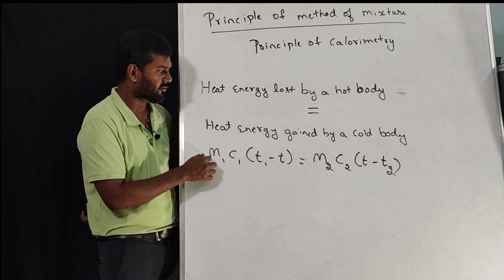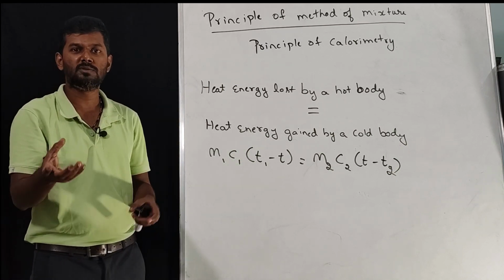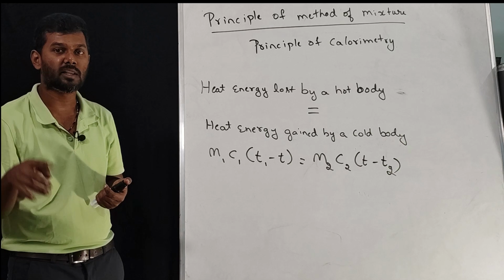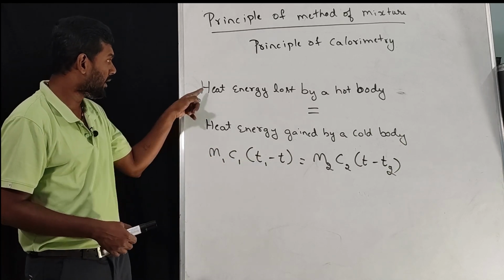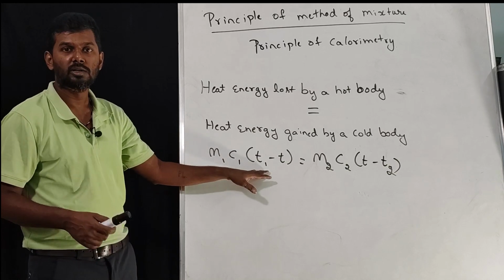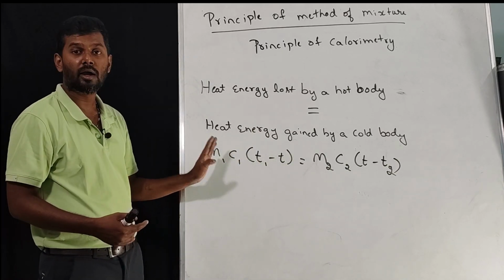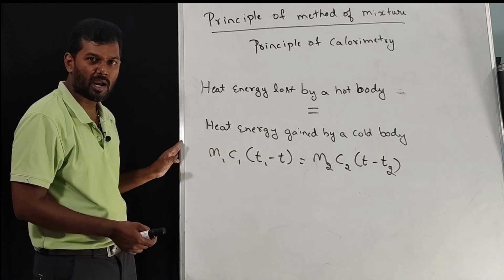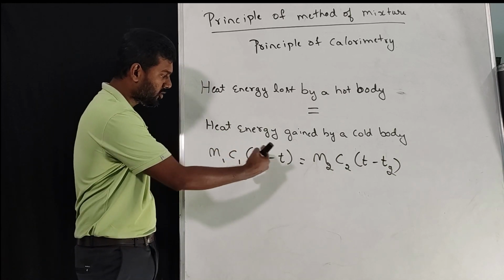Listen, whenever we talk about the principle of method of mixture, what do we mean by that? One object is mixed with another object. So how many substances are there? Two substances. This side talks about heat energy lost by a hot body. So always on the left side, write the object with the maximum temperature. On the left side, you are going to write the object which has the maximum temperature.